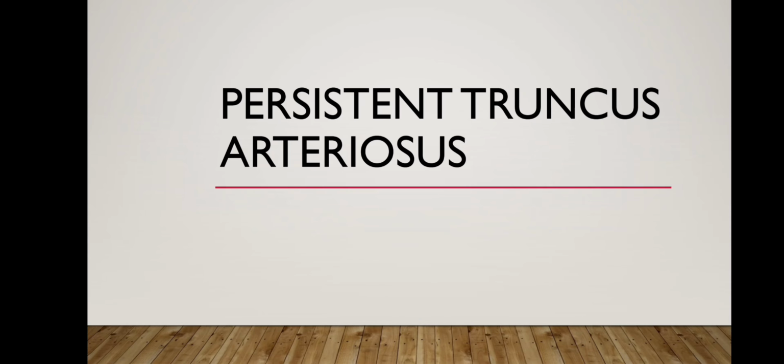Hello everyone. Today in this video, we are going to discuss one of the rarest causes of congenital cyanotic heart disease with increased pulmonary blood flow. That means plethoric lung with cyanotic heart disease, that is persistent truncus arteriosus. The incidence of persistent truncus arteriosus is less than 1% in children, so it is a very rare condition.